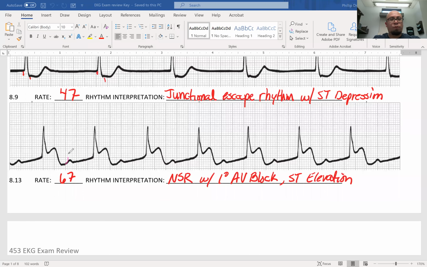And if you remember, our PR interval should be less than, oops, sorry, wrong way. Less than 0.2 seconds. My pen's dying, so I'm trying to draw with my mouse here, so it's a little bit more difficult. So we have normal sinus rhythm with a first degree AV block and ST segment elevation.